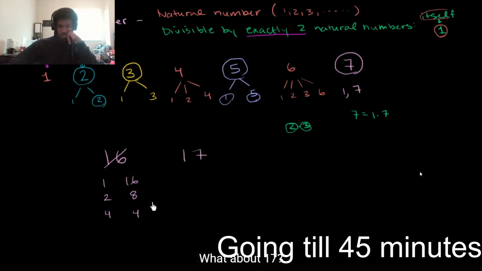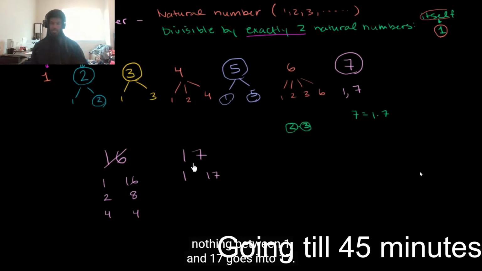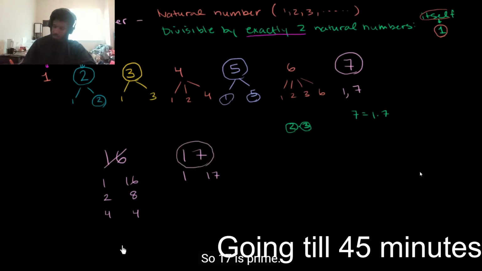What about 17? 1 and 17 will definitely go into 17. 2 doesn't go into 17. 3 doesn't go. 4, 5, 6, 7, 8, 9, 10, 11. None of those numbers. Nothing between 1 and 17 goes into 17. So 17 is prime. And now I'll give you a hard one.